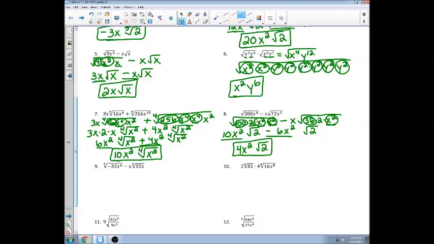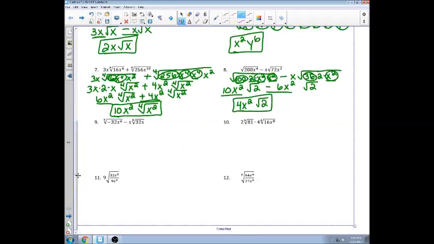On to 9, again, it's a subtraction problem. So I'm going to work the left-hand side by itself, then I'll work the right-hand side by itself. Negative 32 is already a perfect fifth, so I'm going to leave it as negative 32. X to the 6th, though, I can take one group of 5 out, be left with 1x by itself. So negative 32 is negative 2. If I have 1x to the 5th, that means I have a single x brought out, times the fifth root of x, which is what is left over. So I have that fully simplified.